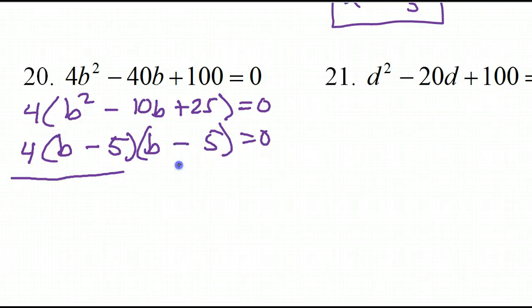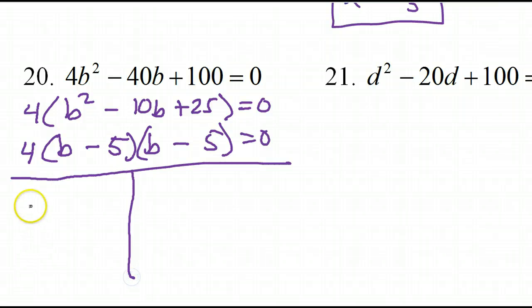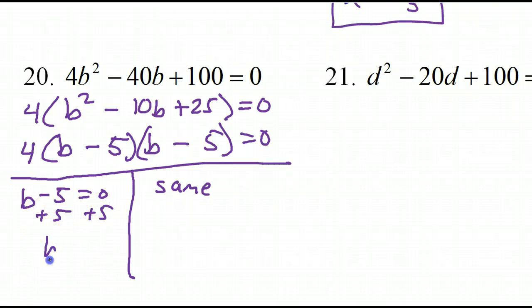Time for the zero product property. 4 cannot equal 0, so ignore it. B minus 5 could equal 0, and this is the same, so I'm not going to duplicate it. Adding 5 to both sides gives me b equals 5. So this is only one solution.